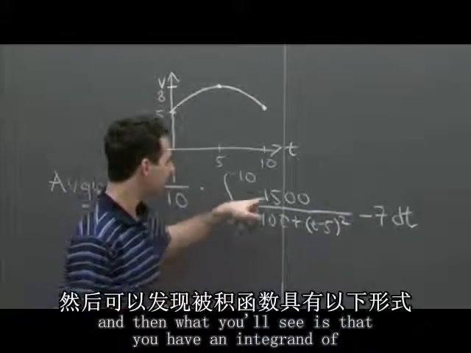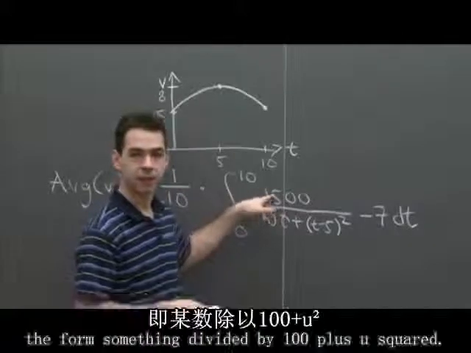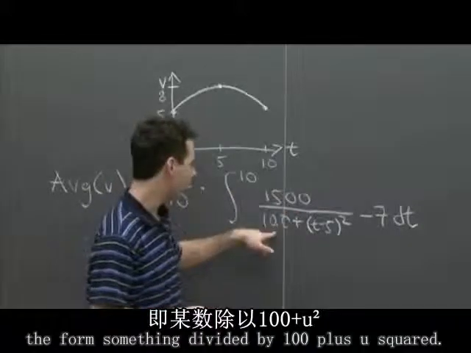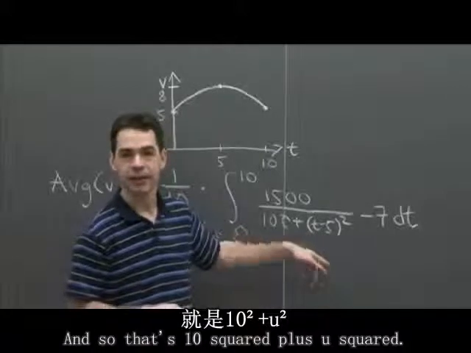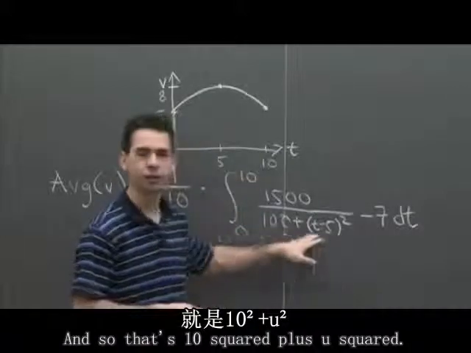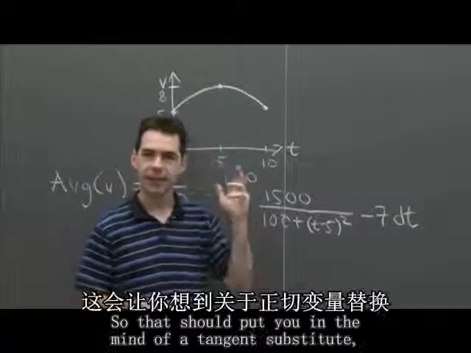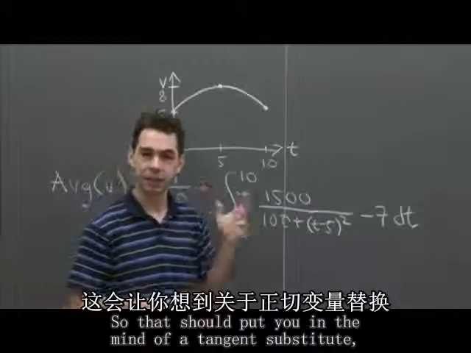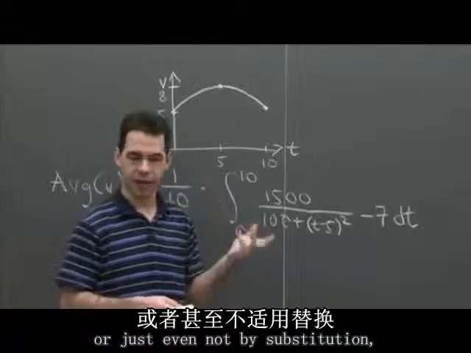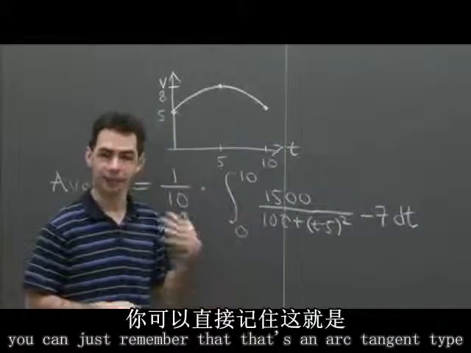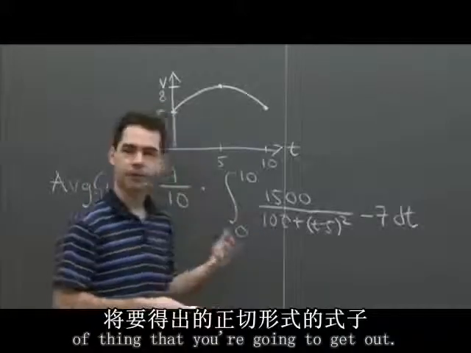And then what you'll see is that you'll have an integrand of the form something divided by 100 plus u squared. And so that's 10 squared plus u squared. So that should keep the something as a constant. That should put you in mind of a tangent substitution, or even just not by substitution. You could just remember that that's an arctangent type of thing that you're going to get out.